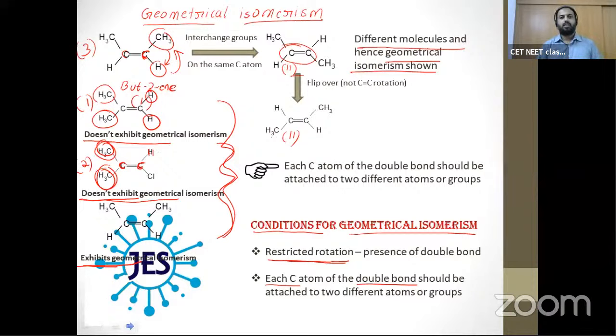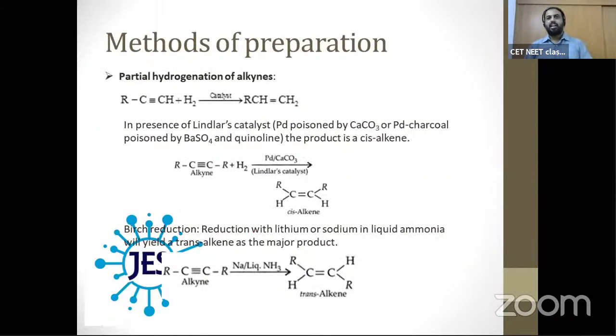Yes, methods of preparation. We discussed methods of preparation of alkanes today. We'll also discuss methods of preparation of alkenes. I am coming to the last part of the session. I have around 10 minutes more. Let's see how much we can cover here. One more method of preparation of alkene is from alkynes itself.